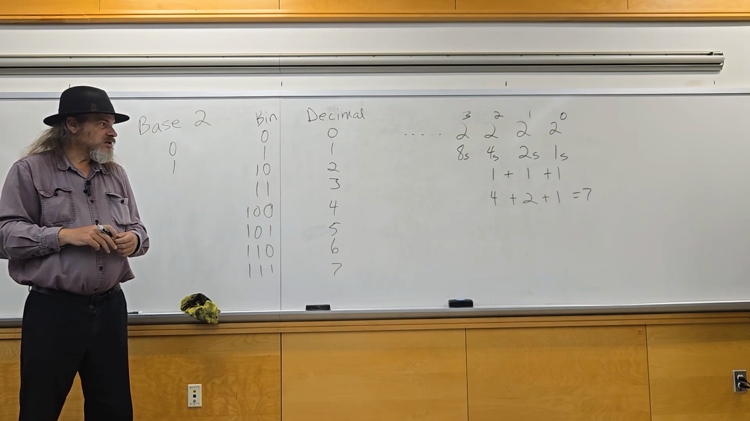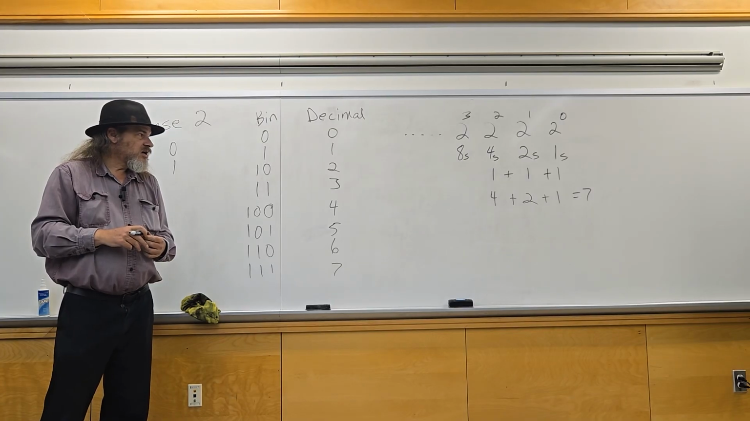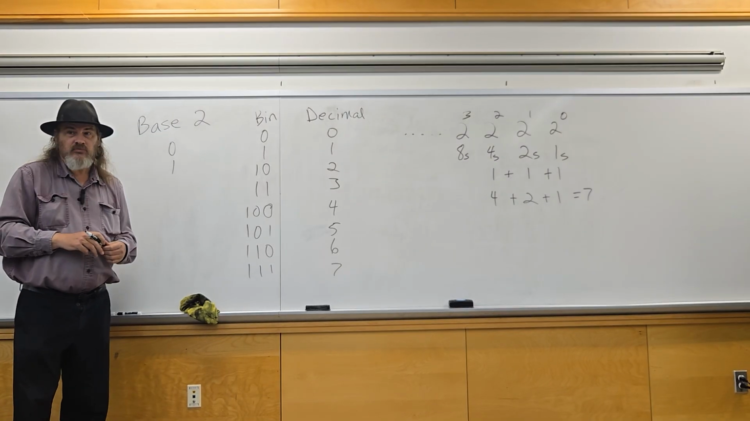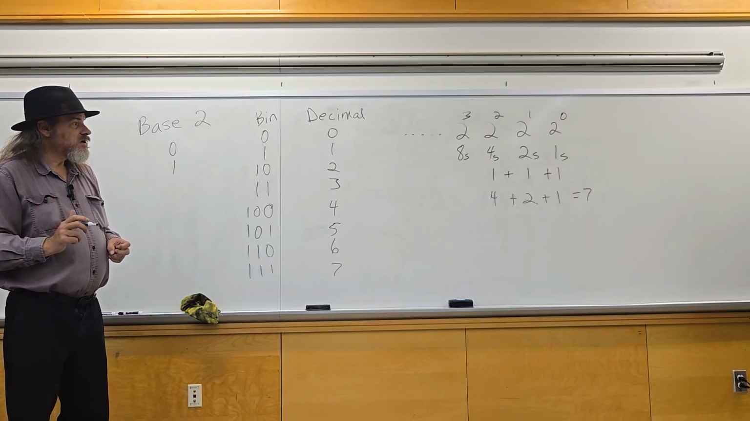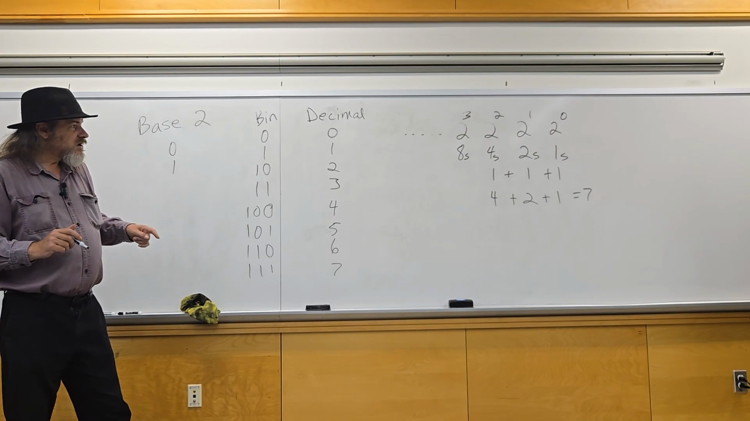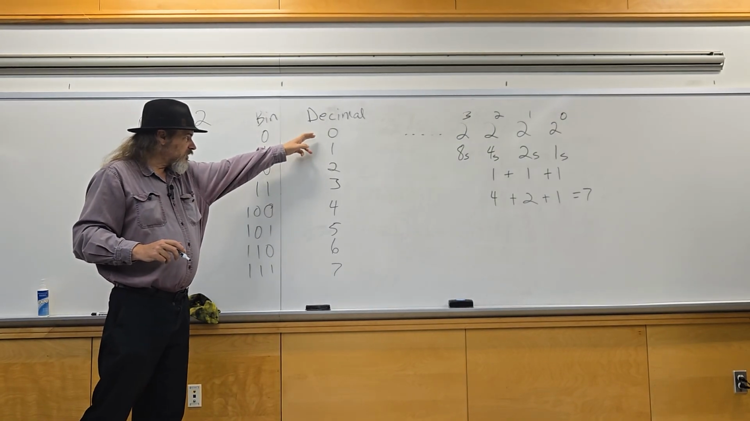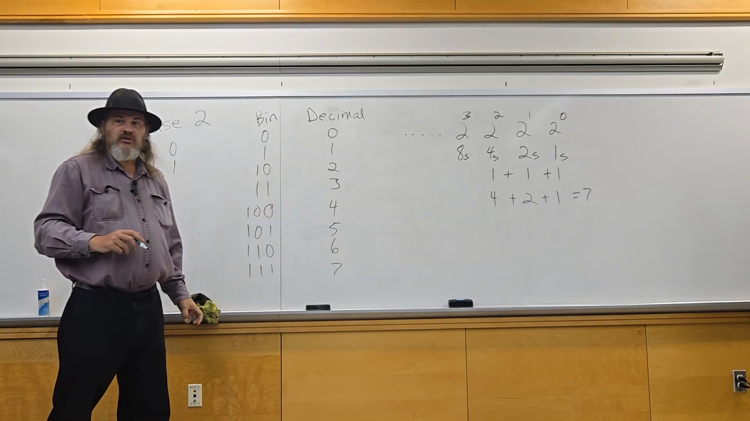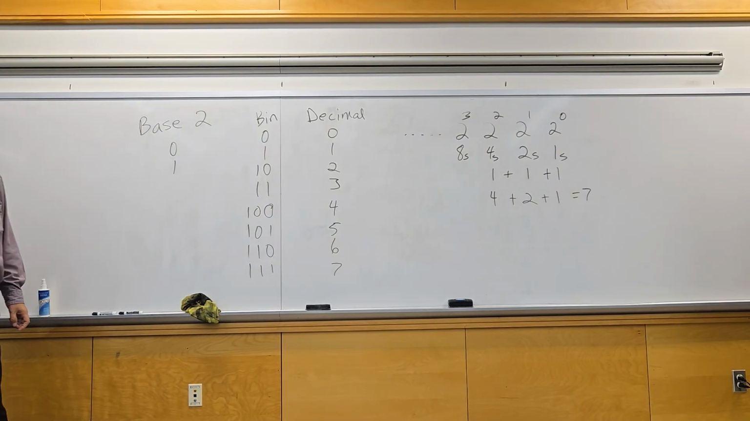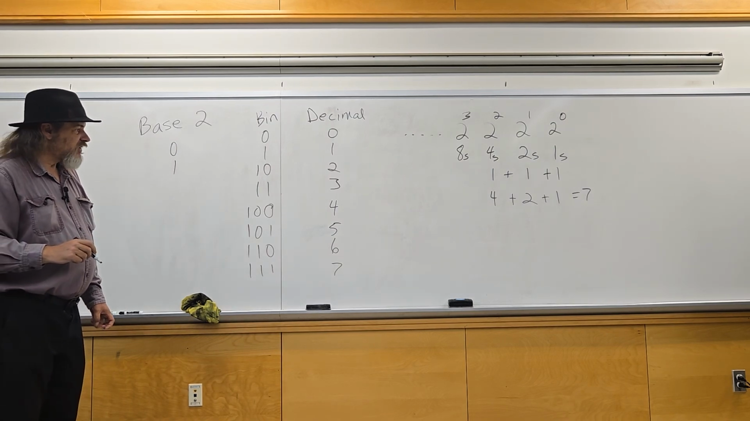Simple way of doing math and expressing numbers with lots of digits. So if you have 3 digits, you can only express 0 through 7, or 8 values.